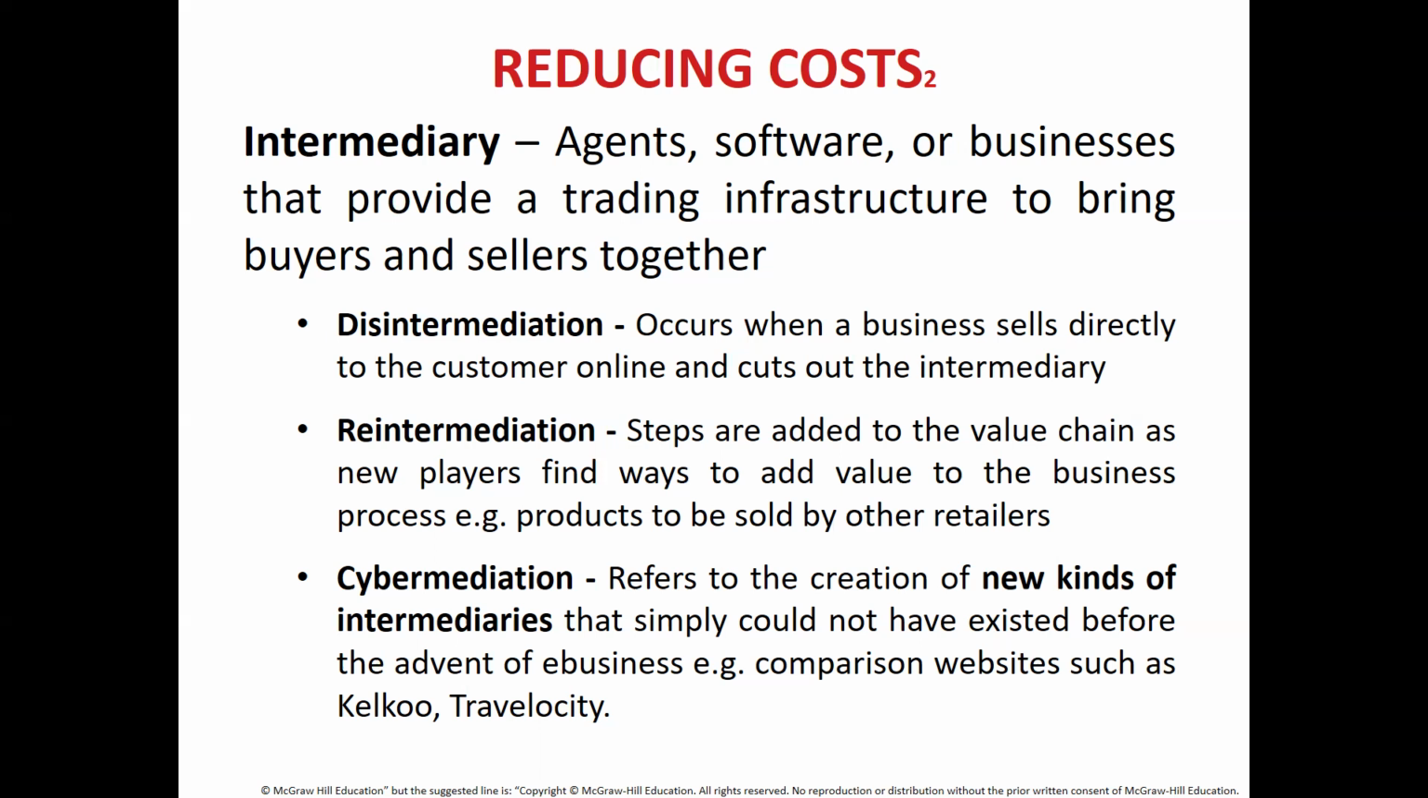And then we have re-intermediation. Steps are added to the value chain as new players find ways to add value to the business process. Example, products to be sold by other retailers. That's a very good example of what Prouds and POFG are doing, whereby products are sold by other retailers.